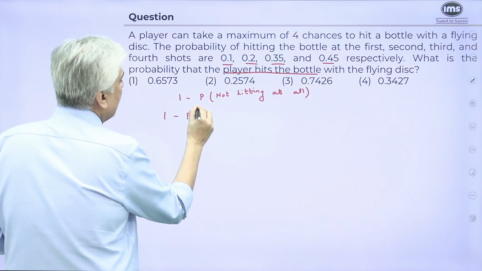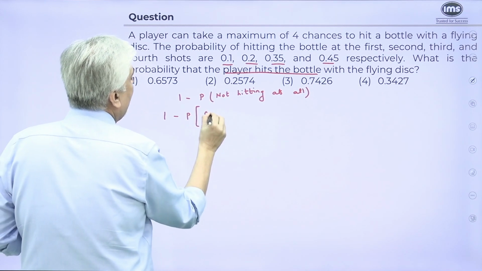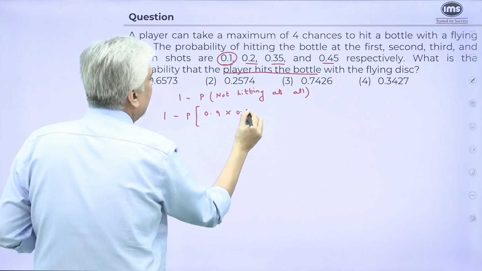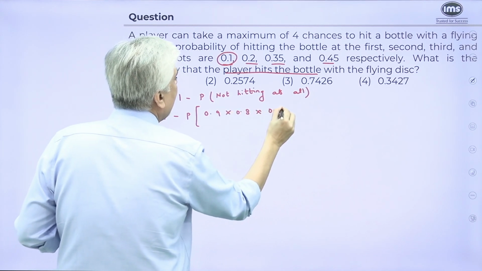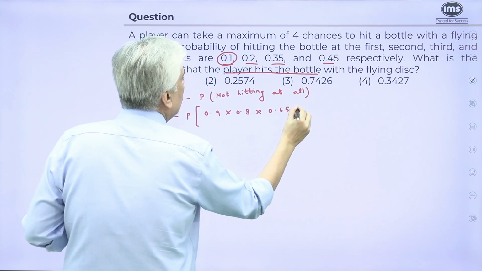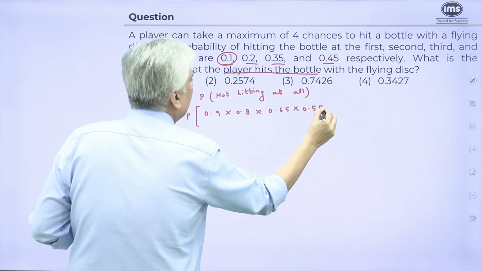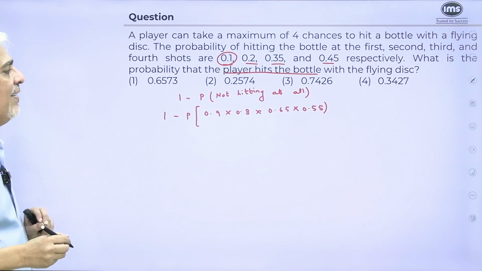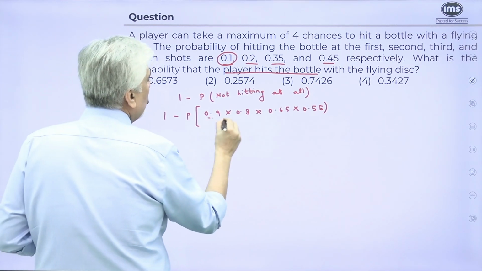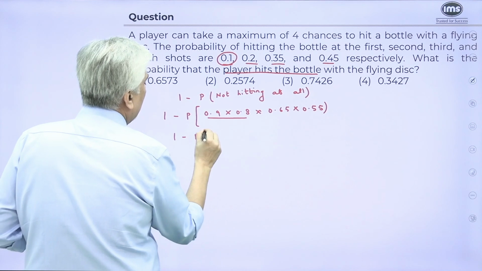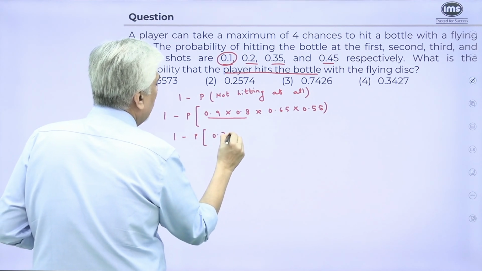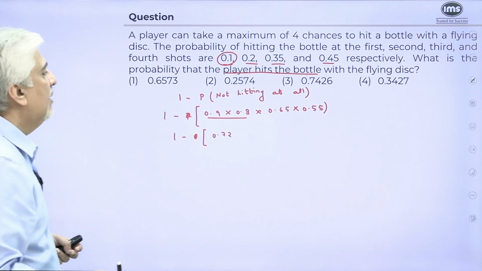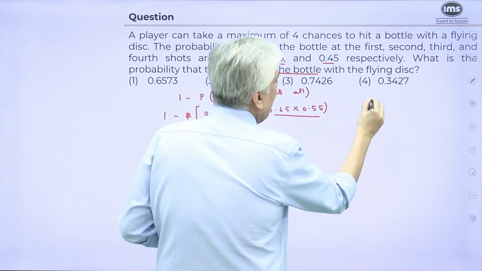So 1 minus 0.9, 1 minus 0.1, into 0.8 into 0.65 into 0.55. I need to multiply them and subtract from 1. Easy ways to multiply. I will multiply these two together first. It became 0.72. I have already taken that probability. So 0.72. 65 into 55 can be done smartly.